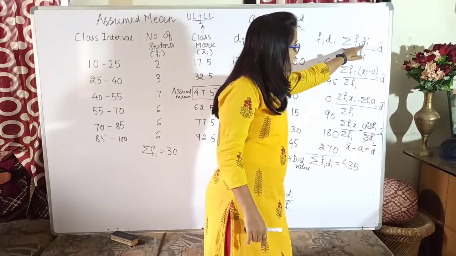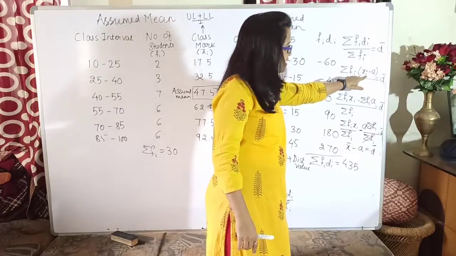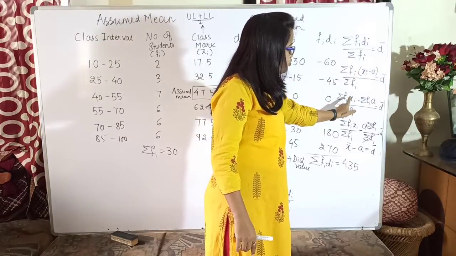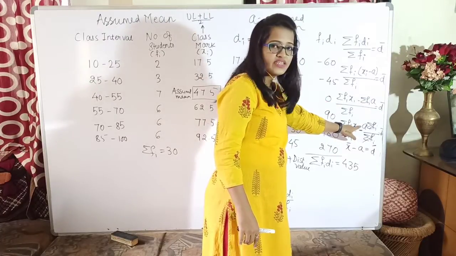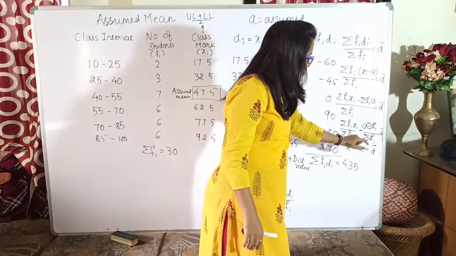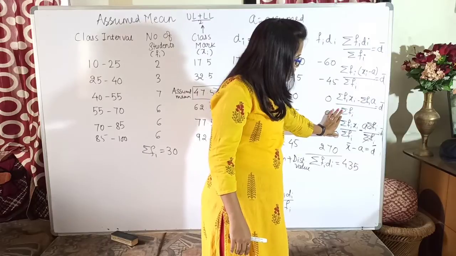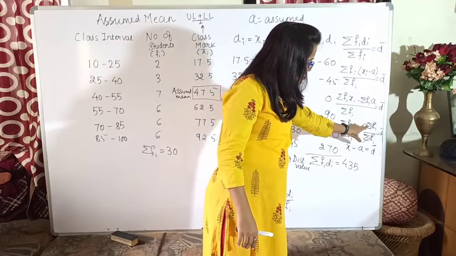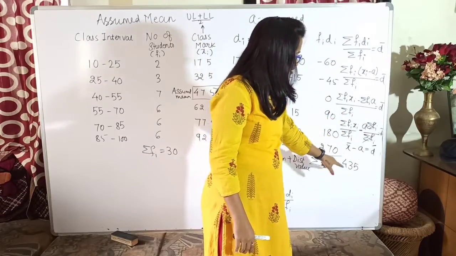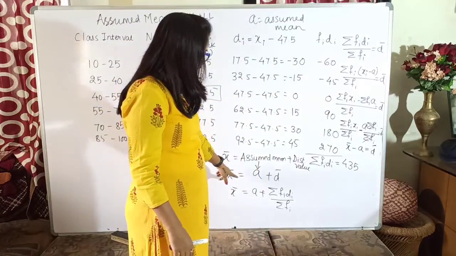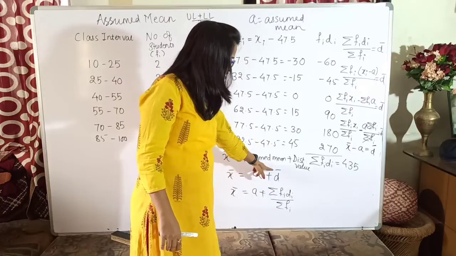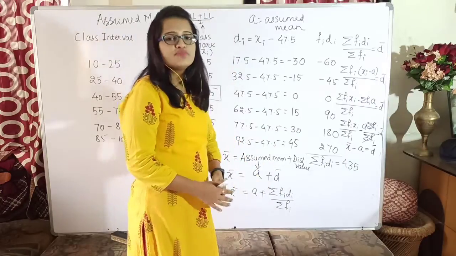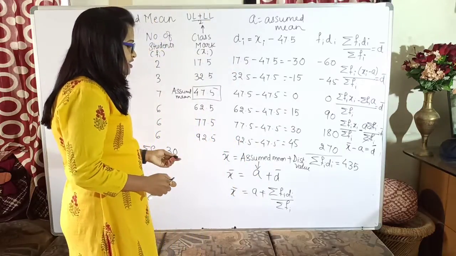So I replaced the value of di with xi minus a. Then I multiplied with fi on both sides. Since a is constant, I have taken a outside the summation, and this fi gets cancelled, and this value is nothing but x bar, whereas this a will remain as it is, and the d bar. If you shift that a to the other side, it will give you a plus sign. So x bar is equal to a plus d bar, and d bar is nothing but summation of fi di divided by summation of fi.